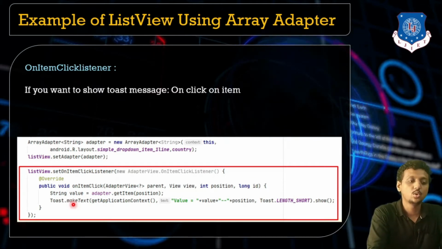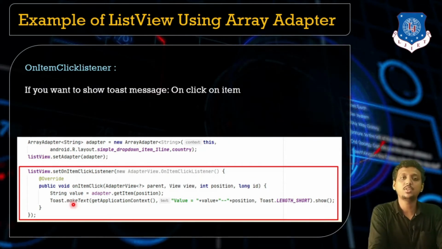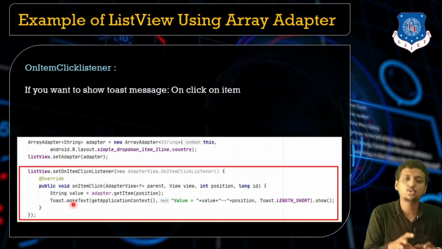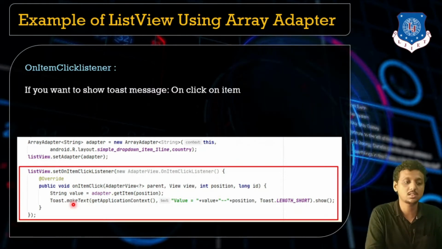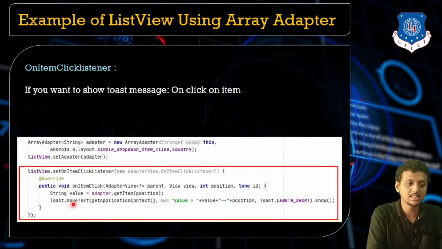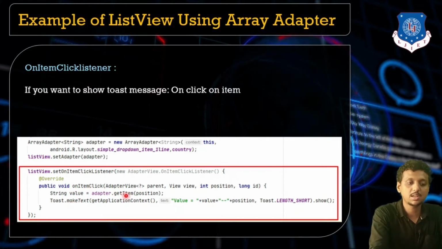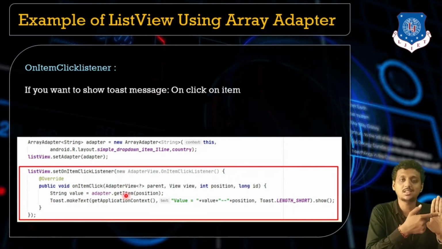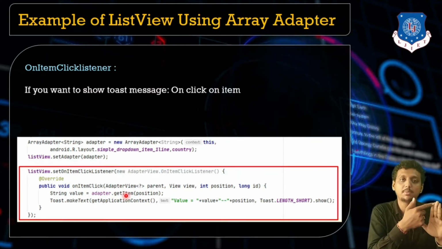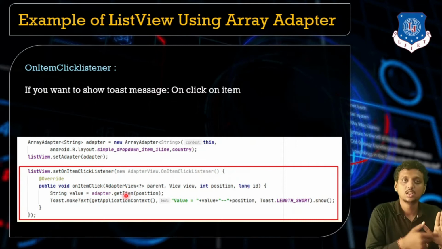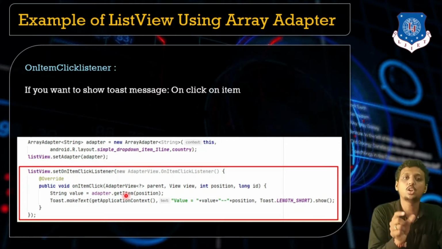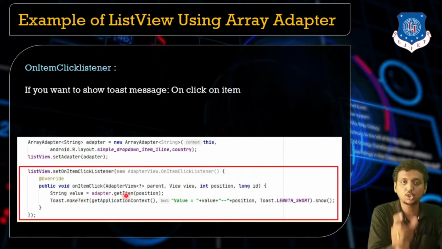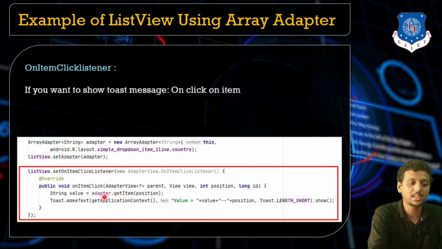So in this program, I'm going to show you how we can implement the list on item click listener. Here, students, first I'm going to take the position of the list. Like the first is Afghanistan, the second is Pakistan. If I click on Afghanistan, then it will return 1. So I'm going to show the position of the item in a toast message. For that we can take it like this.